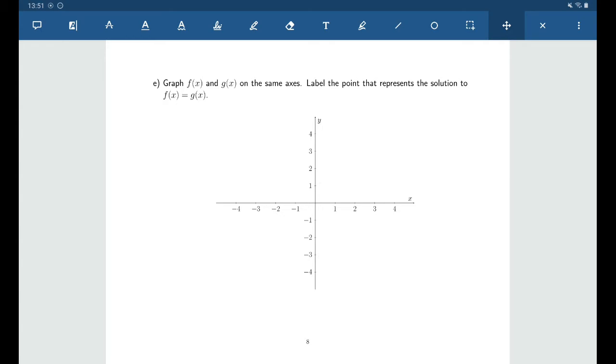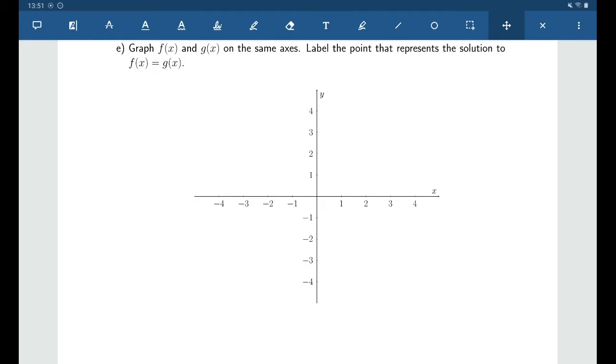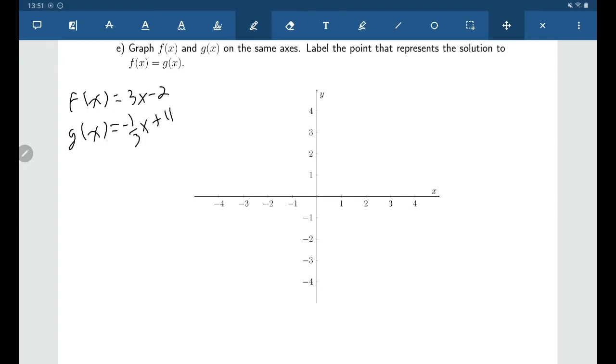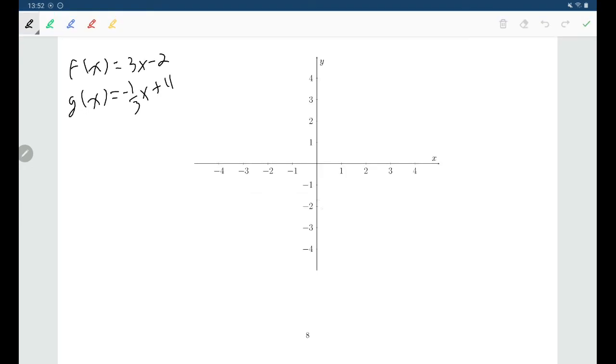Okay, I'm going to start with f of x, and for f of x, just as a reminder, that function was 3x minus 2. g of x, just as a reminder, that was negative a third x plus 4. So when I'm going to graph these lines, I'm going to do it in the same way that I did the last one, using my y-intercept and my slope. So for f of x, it has a y-intercept of -2. So it passes through the point 0, -2.